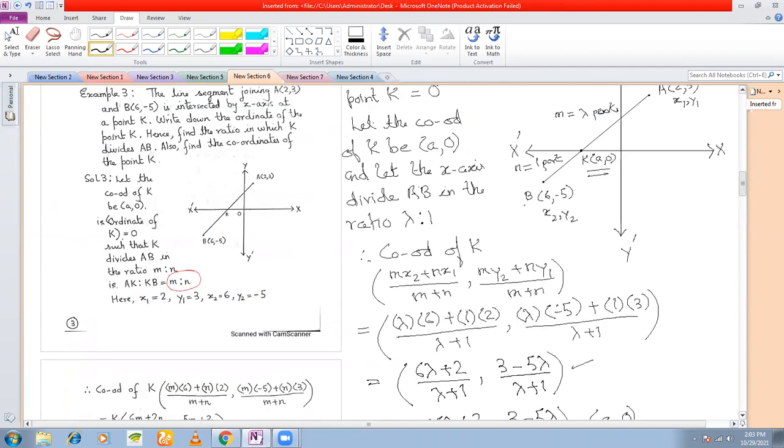Now, the next part of the question states, find the coordinates of K also. Not first, this question we have answered. Find the ratio in which K divides AB. That answer is 3 is to 5. The next part states, find the coordinates of the point K.